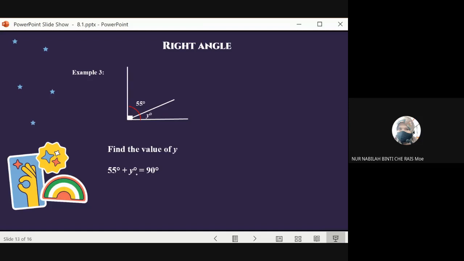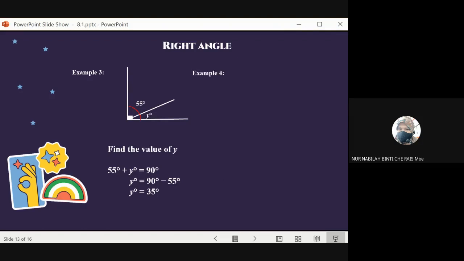How do you know it is 90? Because you have this symbol, the total here is 90. Next, you move this one to the back, it will become minus. So y equals 90 minus 55. So y equals 35. This one here is 35.